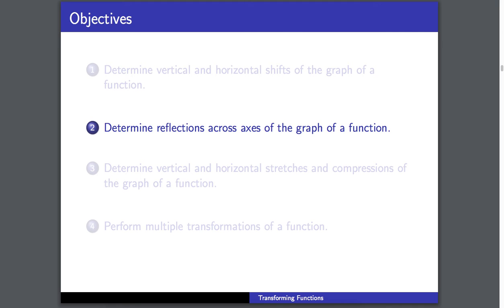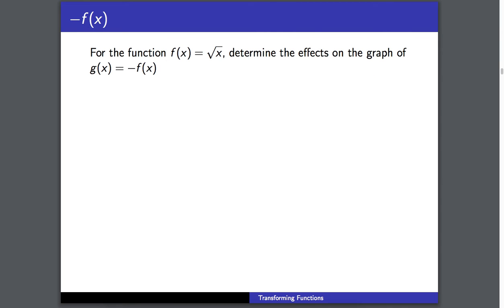All right, in this video, we're going to take a look at reflections across the x and y axes of the graph of a function. So for the function f of x is the square root of x, determine the effects on the graph if we have g of x is negative f of x. So if we have something like negative square root of x.